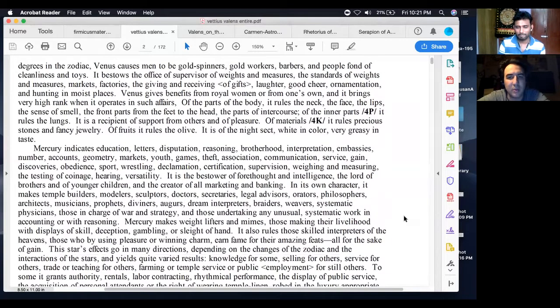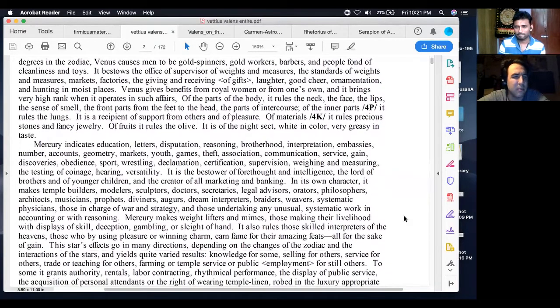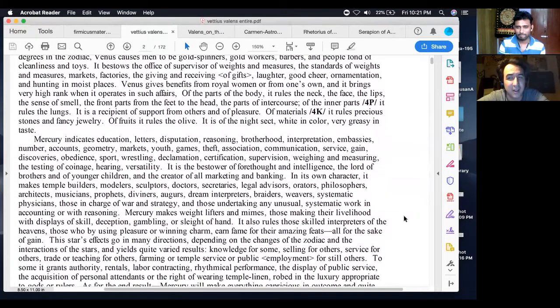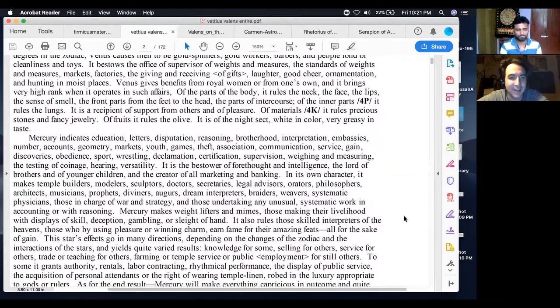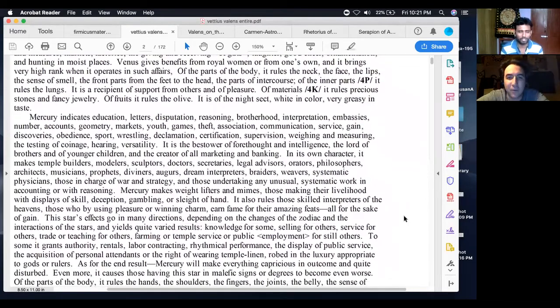Yes, very Venusian. Absolutely. Laughter, good cheer, ornamentation, hunting in moist places. Maybe fishing or something like that, like a more benign form of hunting. I think that's what you said, the wet and moist places, because Venus is exalted in Pisces. Oh, good point. And you could imagine somebody going into some kind of moist environment and harvesting some kind of rare herbs, or fungi even. I could imagine something like that too. Venus is a moist planet of the night sect, so I think that's what he means.